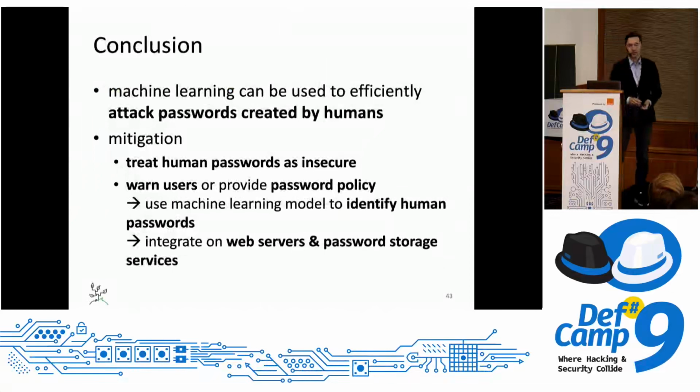Conclusion. Machine learning can be used to efficiently attack passwords created by humans. And if you want to mitigate those issues, then you could treat all human passwords as insecure and use machine learning, especially this machine learning implementation, to identify human passwords.